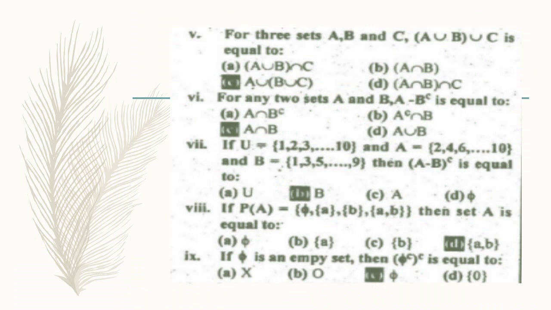8th, if the power set of A equals curly bracket, empty set, {a}, {b} and {a, b}, then set A is equal to {a, b}. Then this answer is given, and the question has a and b, both included. 9th, if phi is an empty set, then phi complement, again complement, is equal to the empty set. We can get again the empty set.